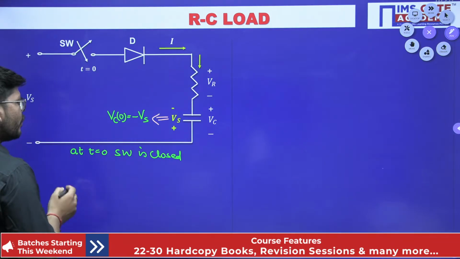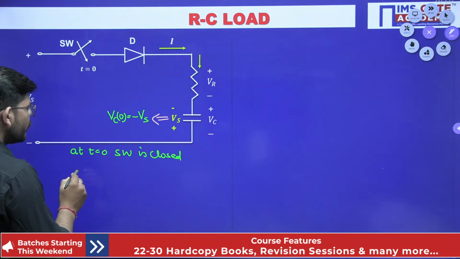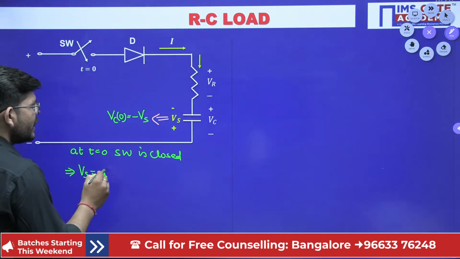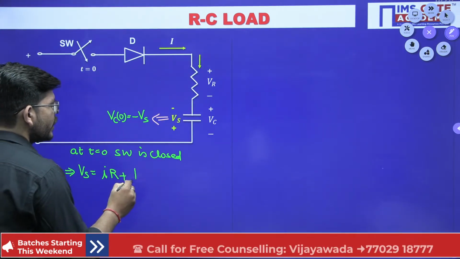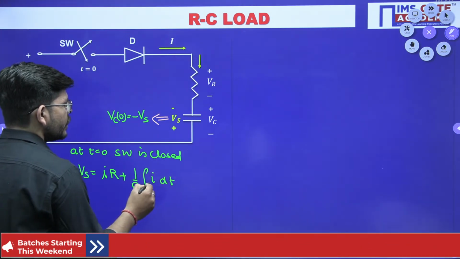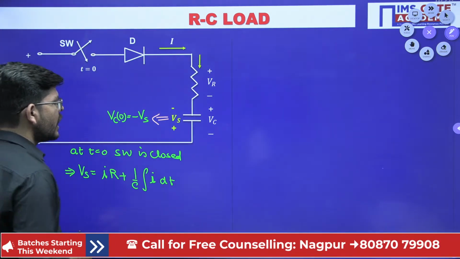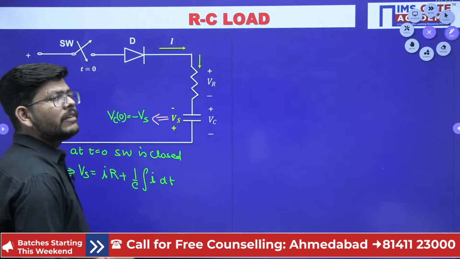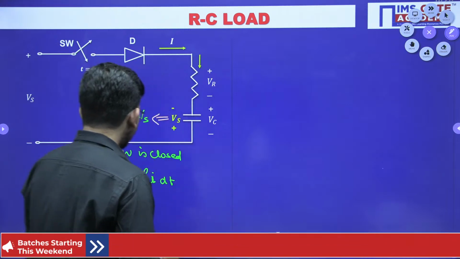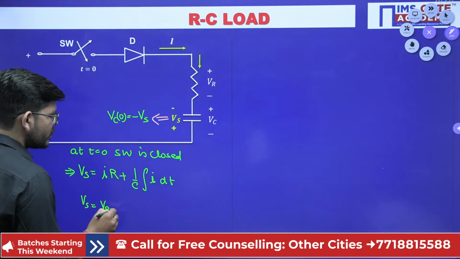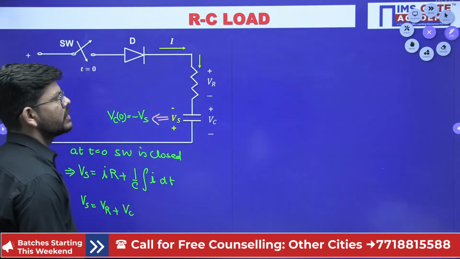If I am going to apply KVL here, what am I going to get? I am going to get that Vs is equal to IR plus 1 upon C integral I dt. That will be the KVL equation. Again the same concept: Vs is basically equal to the drop across the resistance and the drop across the capacitance.